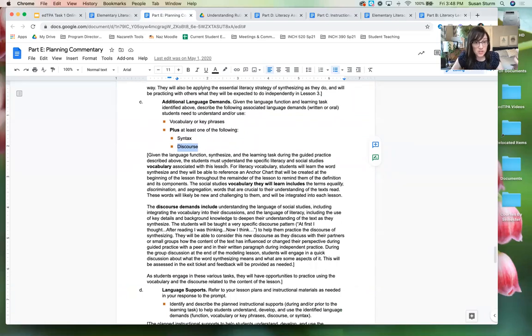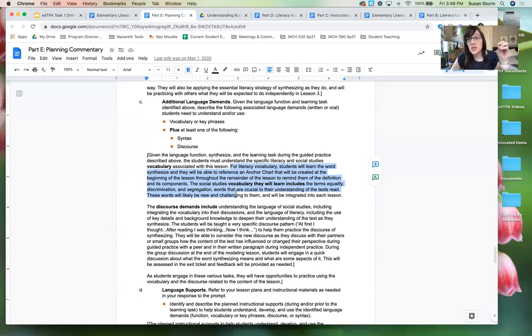Given the language function of synthesizing and the learning task of Day 2 guided practice, the students have to understand the specific literacy and social studies vocabulary. So open with the vocabulary. This is the easy one to start with. For the literacy vocabulary, they have to learn the word synthesize. There's going to be an anchor chart to help them do this. The social studies vocabulary, they're going to learn the terms equality, discrimination, segregation.